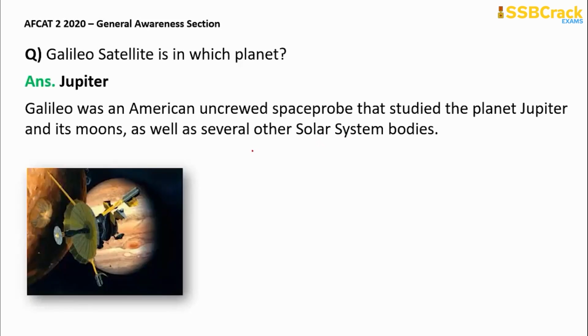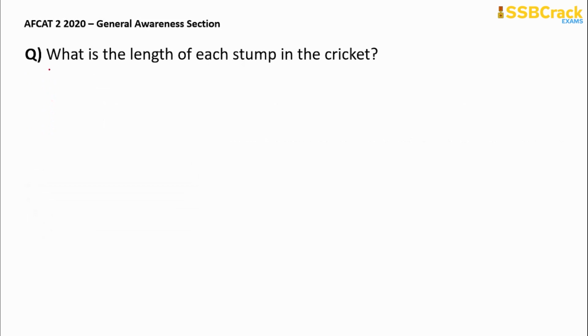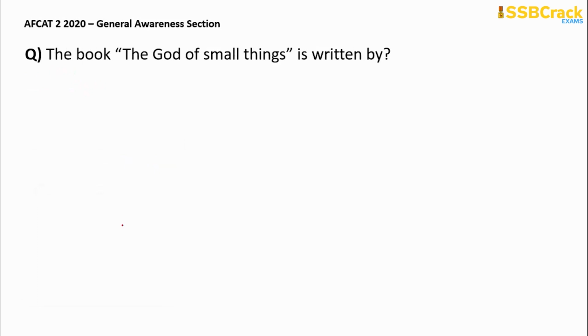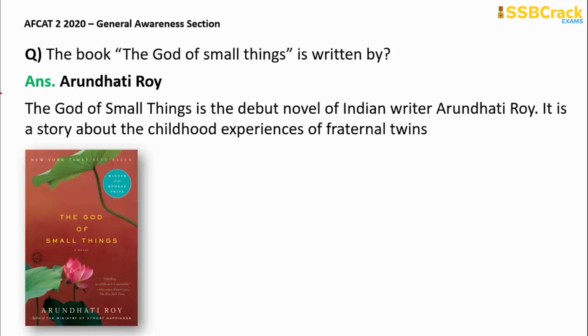Next question, Galileo satellite is in which planet? So the planet is Jupiter. Next question, what is the length of each stump in cricket? So the correct answer is 28 inches. The length is 28 inches, or you can say 71 centimeters. Next question, the book The God of Small Things is written by, so the answer is Arundhati Roy.